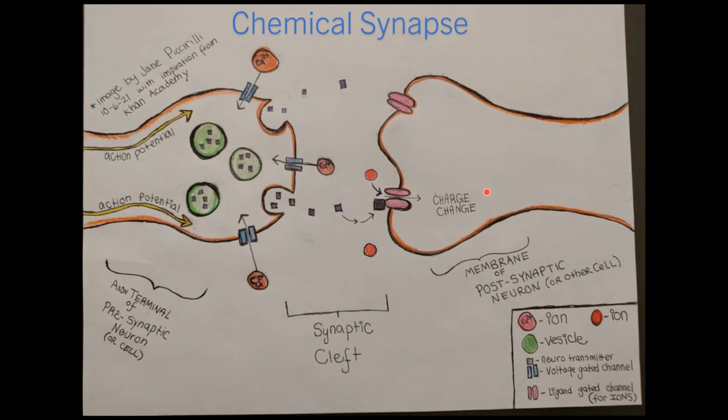Depending on the charge of the ion, this can either lead to a new action potential, also known as a nerve impulse, if it causes it to depolarize to threshold, or it can hyperpolarize it, which would end the signal transmission.